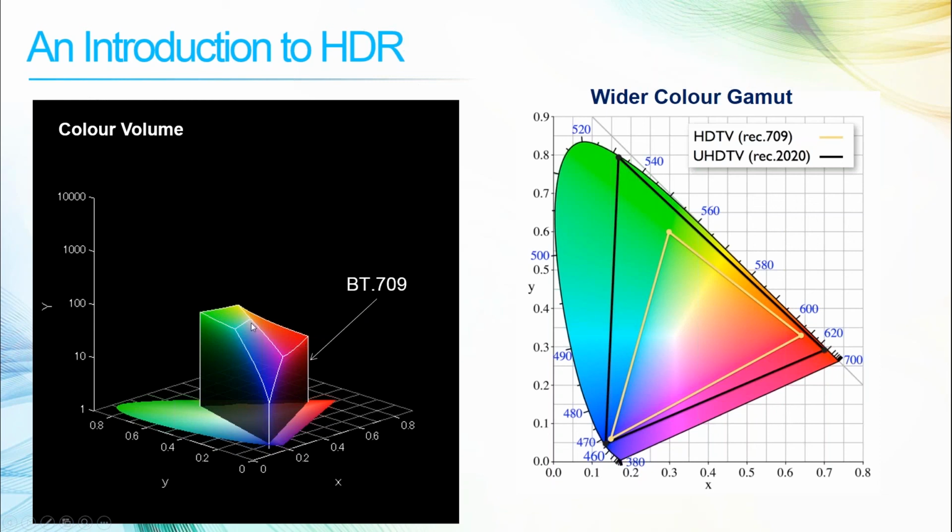Now, if we can go a whole lot brighter, that's of course going to increase the volume of this. So we're going to have more colors and a greater range to play around in. If we then add the Rec 2020 color space to it, we can see that we get a substantially improved range of colors as well as brightnesses to work with. So HDR needs to be considered in both of these concepts.